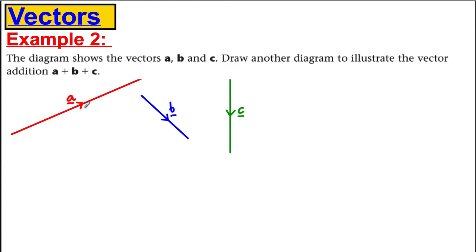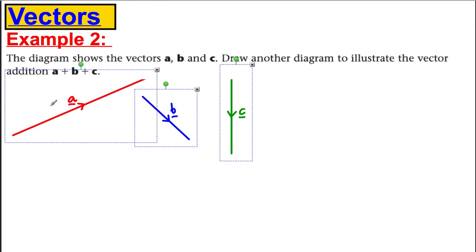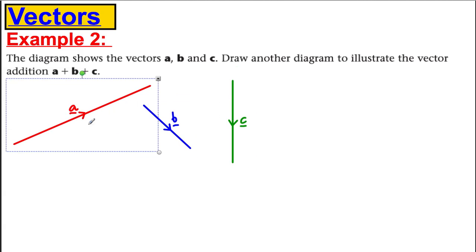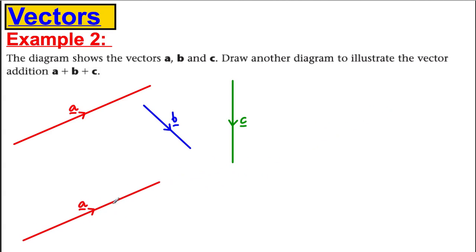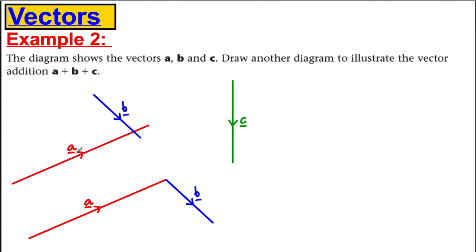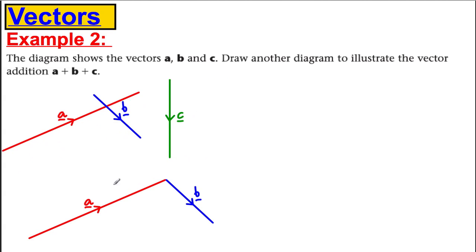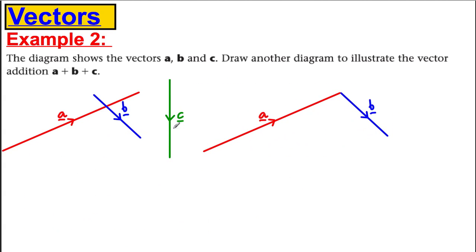Next question. The diagram shows vectors A, B, and C. Draw another diagram to illustrate the addition A plus B plus C. Okay, so here are the vectors A, B, C. So we want to draw A plus B plus C. So here's A. Yeah, I'll draw it down here. Here's B. So we want to add A plus B, and then we get there. Actually, I'm going to make these over here just so they're not in the way. I'll draw it over here. There's A plus B, and then you want to add C. So you add C onto the end of it like that.